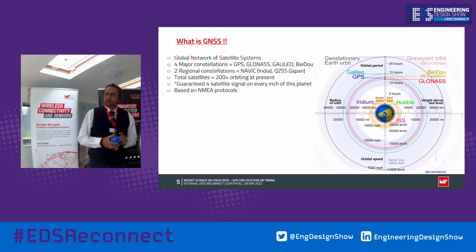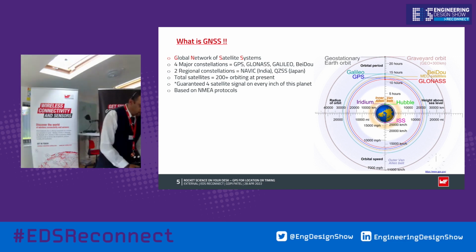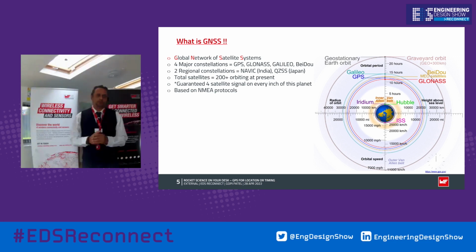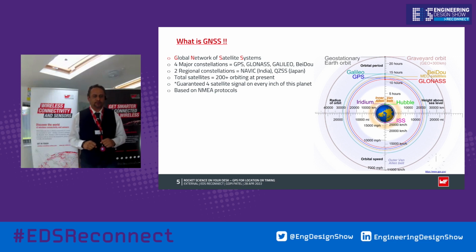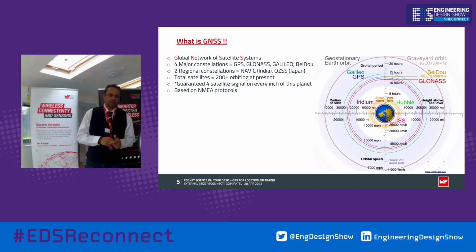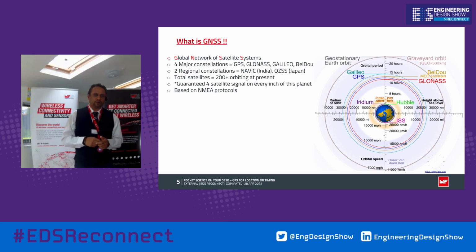GNSS stands for Global Navigation Satellite Systems. There are 4 major constellations: GPS, GLONASS, Galileo, and BeiDou. There are 2 regional constellations, NAVIC and QZSS. NAVIC stands for Navigation for Indian Constellation, but NAVIC also means sailor in Indian culture. So a sailor is a person who goes to the sea and needs to navigate based on a certain aspect. So that's NAVIC.